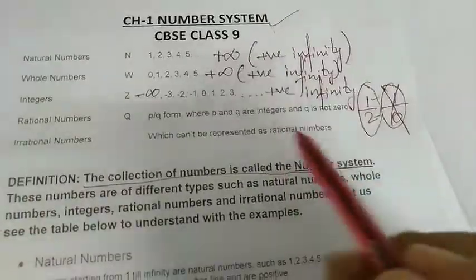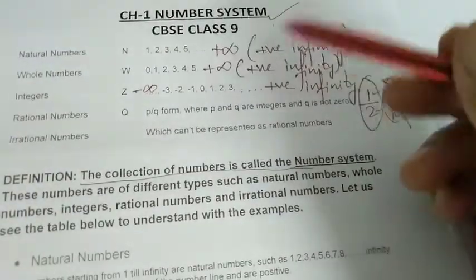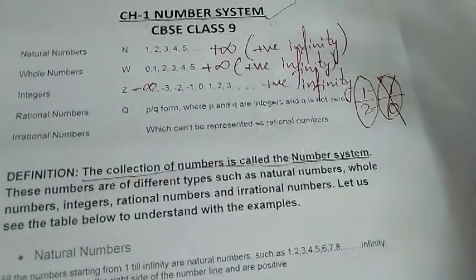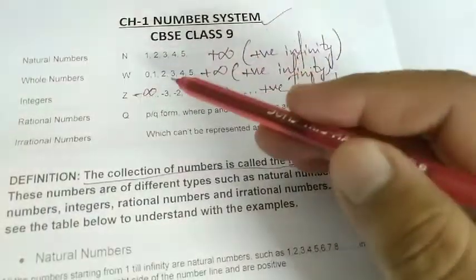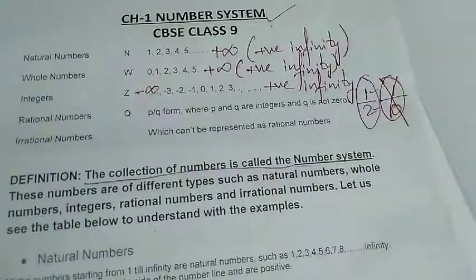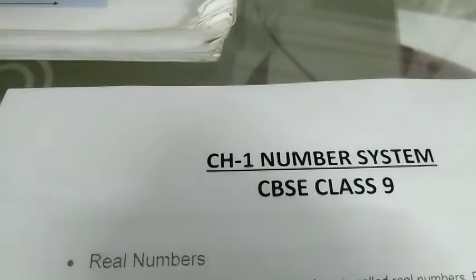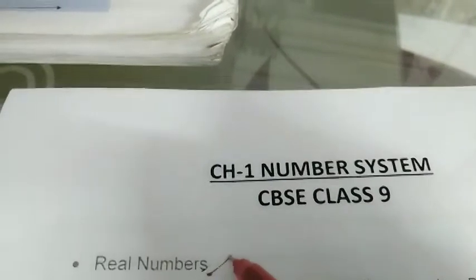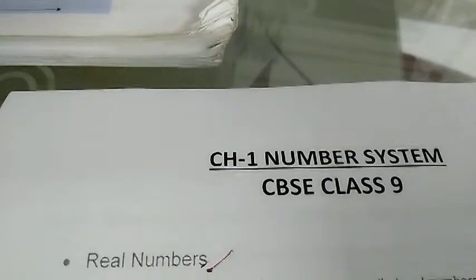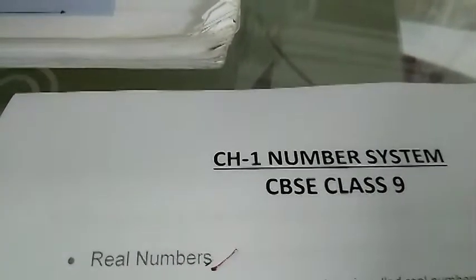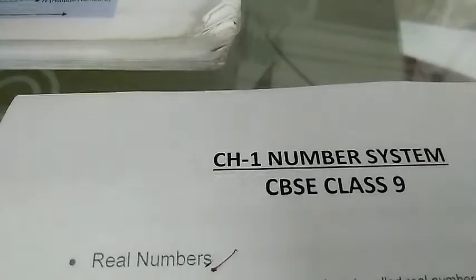Now I hope you have understood the definition of the number system. The collection of numbers is what is called the number system. And in your number system, you will have different kinds of numbers: natural numbers, whole numbers, integers, rational numbers, and irrational numbers. And students, the collection of all the rational and irrational numbers are called real numbers. These real numbers are denoted by R.